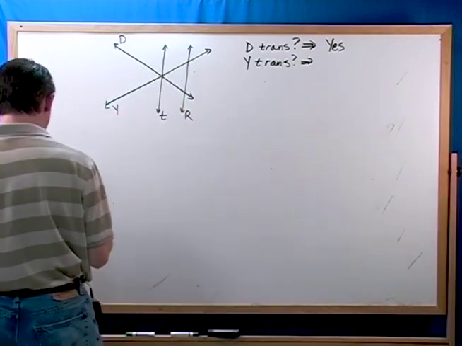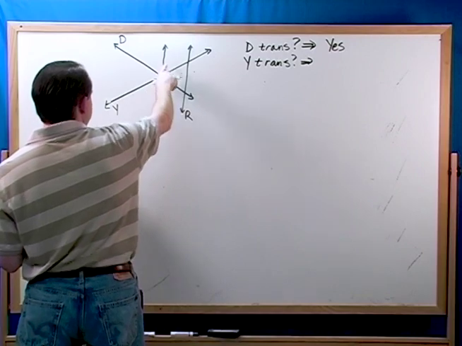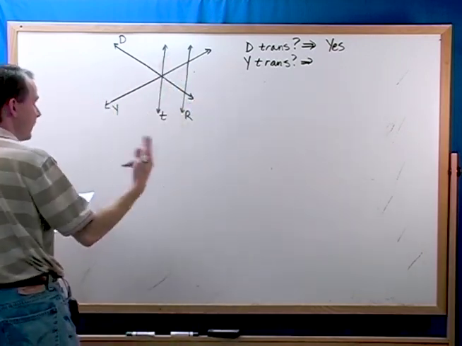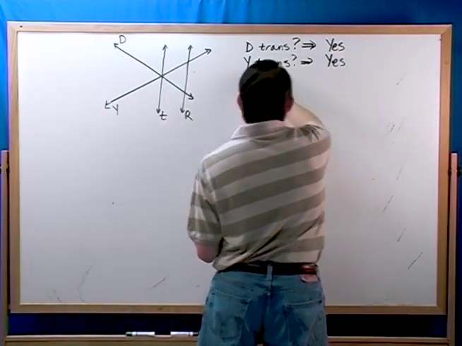Okay. Is Y transversal? Let's look at what Y does. Y starts here and it goes on, so it definitely hits a line here. It hits T, right? And then it goes on, and then it hits R. So it definitely hits two or more other lines. So yes, Y is transversal.